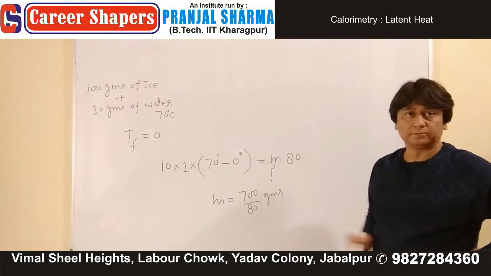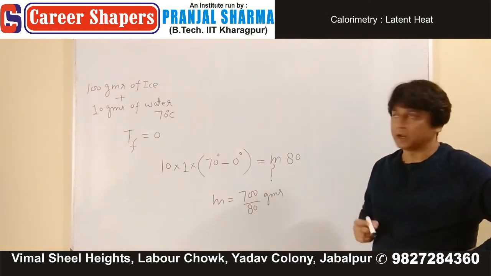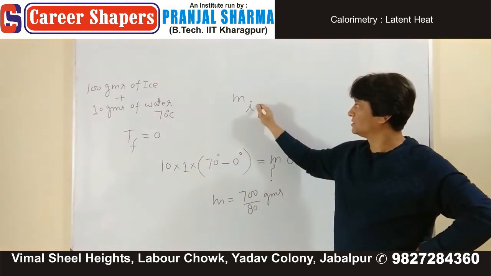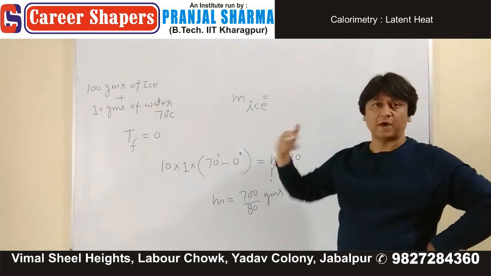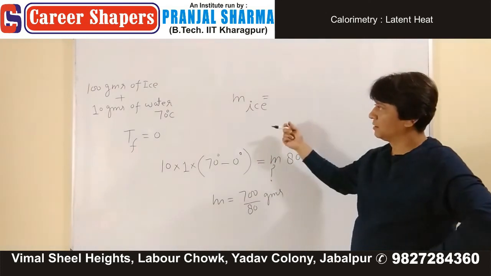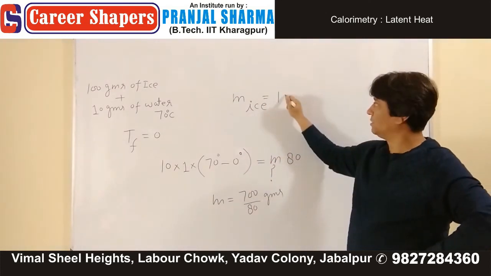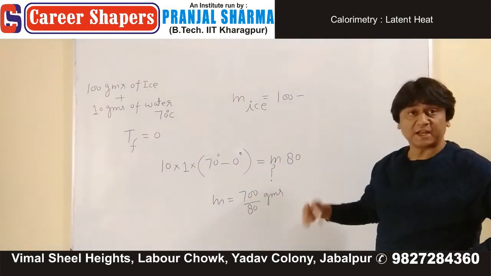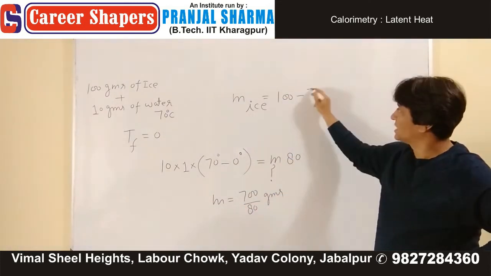What is m? The ice that has melted. That means what is the mass of ice finally? How much ice did you have? 100. Out of that, how much melted? 70 by 8.